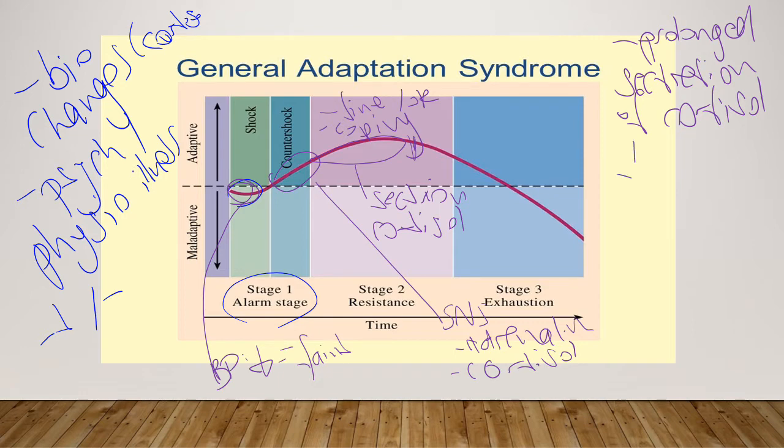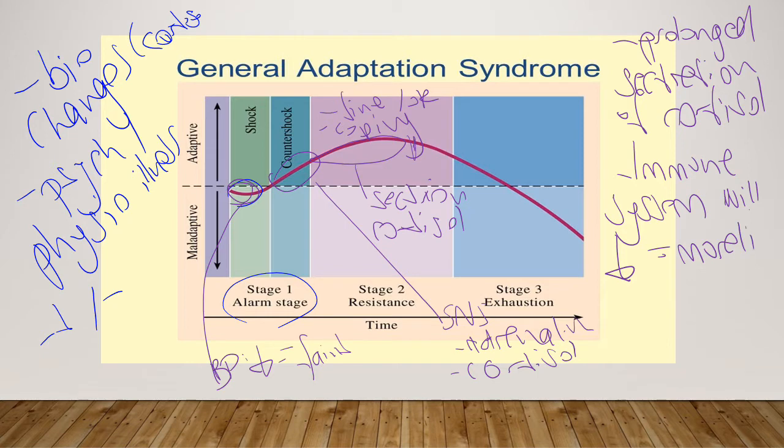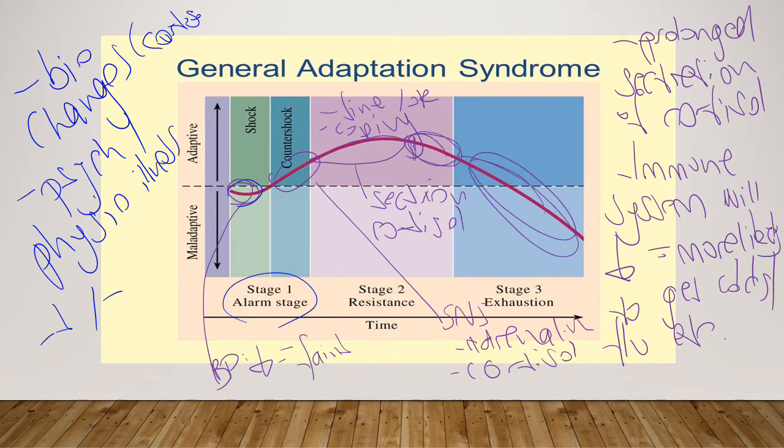So the immune system will decrease, and therefore we're more likely to get sick. So we might like get colds, flus, whatever, okay? Now we can see here that our immunity to disease is starting to decline, and in exhaustion we have no resources anymore, and so we really can't function very well, okay?